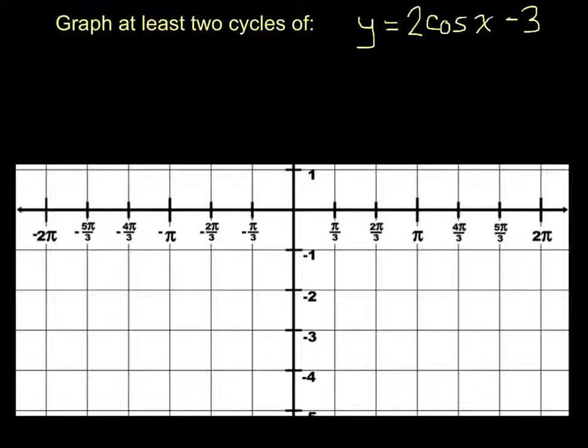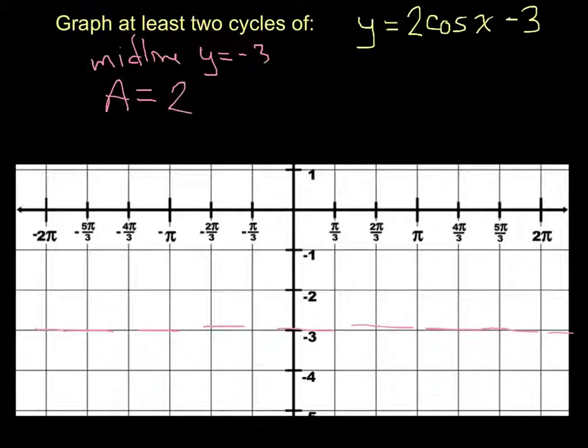First thing is, what's the midline? Well, the midline in this case is the line y equals negative 3. It's shifted down 3. So there's my midline. Another thing I do identify is the amplitude. The amplitude is 2, which means I go 2 units from the midline, not from 0. So 2 units up from negative 3 is negative 1. That'll be my max. 2 units down is negative 5, and that'll be my min.